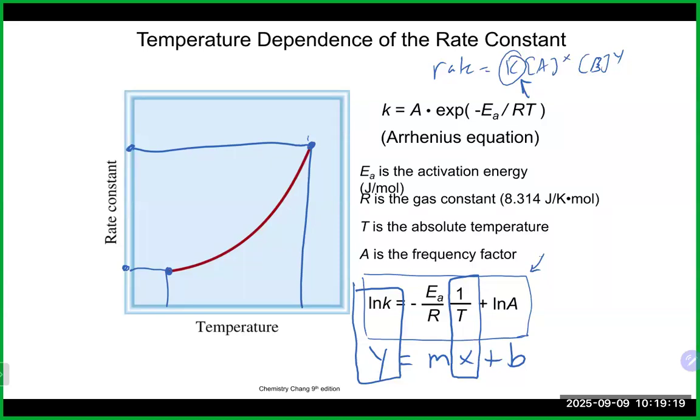And from that straight line, you can figure out the activation energy relatively easily, because it is related to the slope. You can use the slope there. It won't be equal to the slope itself.